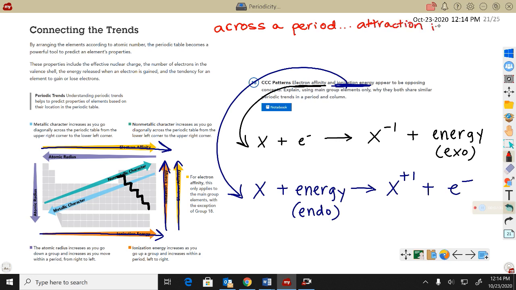Attraction increases. Magnitude of charge increases.